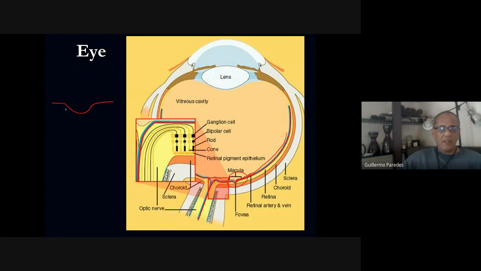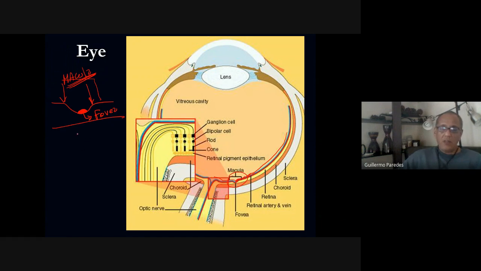This indentation from here to here, all this area is going to be called the macula. The macula. Okay? And the innermost portion, the deepest portion of the macula, is called the fovea. Fovea. So why is it important to know that?